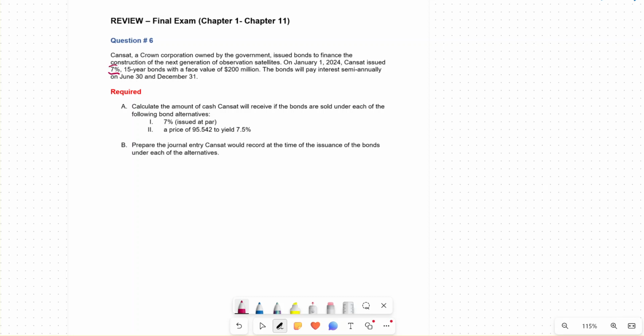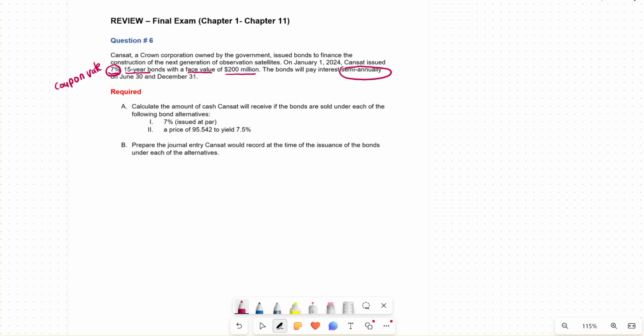This 7% is called a coupon rate, or a stated rate, that is stated on our agreement. It is a 15-year bond. The face value of our bond is 200 million, and the interest is paid semi-annually.